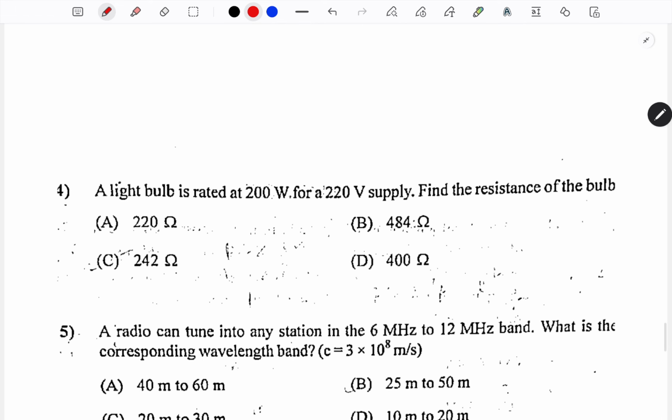Next question. A light bulb is rated at 200 watt for a 220 volt supply. Find the resistance of the bulb. For resistance, we know that power is equal to V square by R, and R is equal to V square by P, meaning 220 square divided by 200. A little bit difficult question is asked here. So 242 ohm is your answer. Option C.